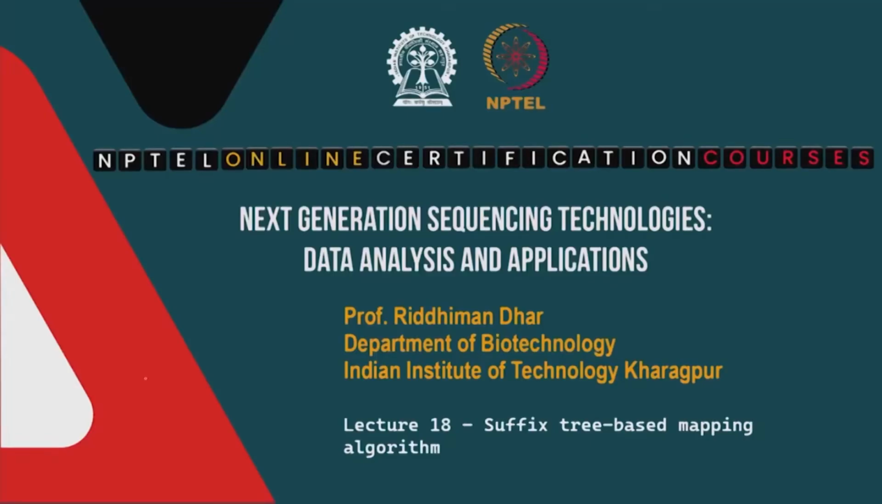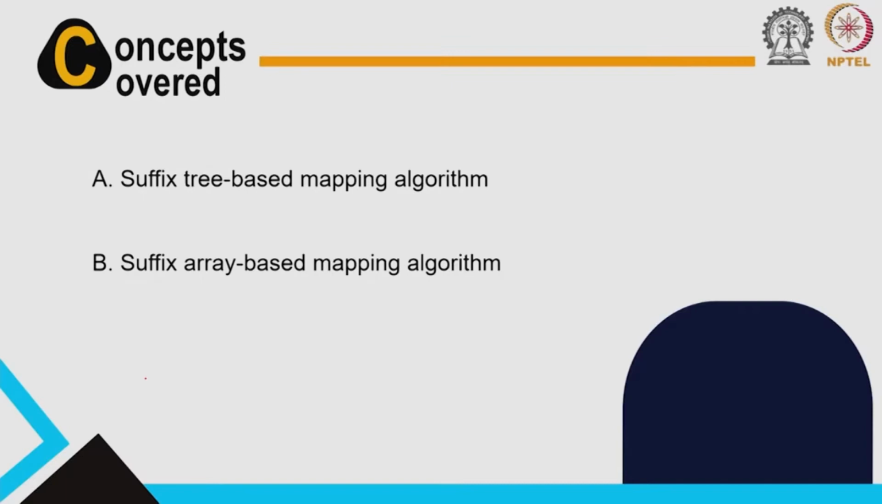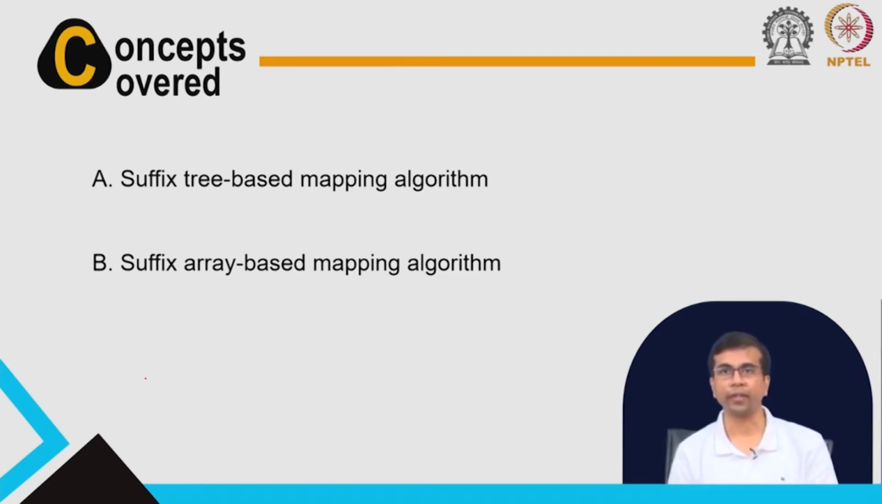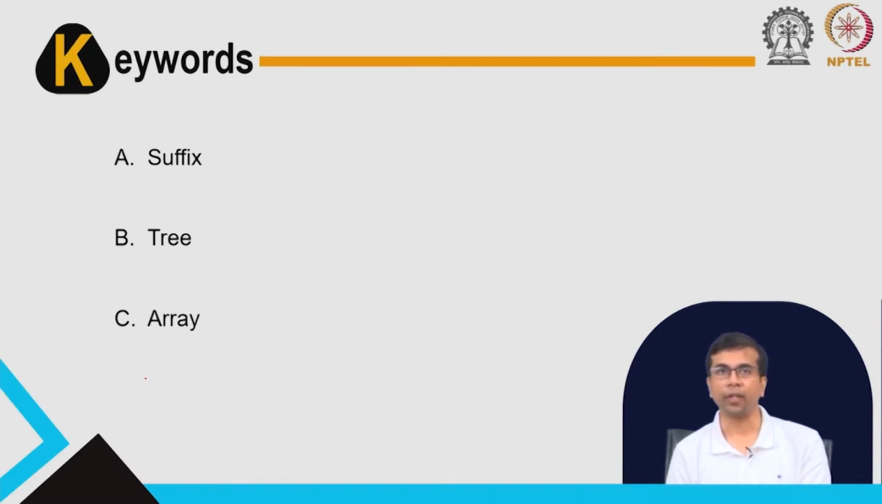Okay. So, in this class we will be talking about suffix tree based mapping algorithm and we will talk about how this algorithm can circumvent some of the issues of the hash table. Okay, so this is the agenda for this class. So, we will talk about suffix tree based mapping algorithm and then we will talk about suffix array based mapping algorithm. Okay, so we will talk about what is suffix, what is suffix tree, suffix array etc. and then we will see how we can map reads to the reference sequence using these methods. Okay, so these are the keywords we will come across: suffix, tree and array.